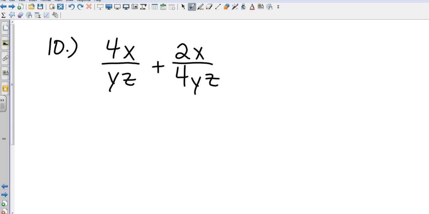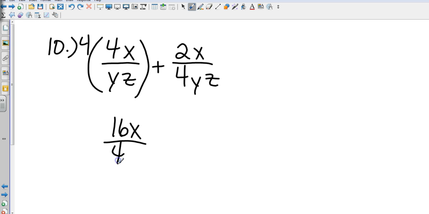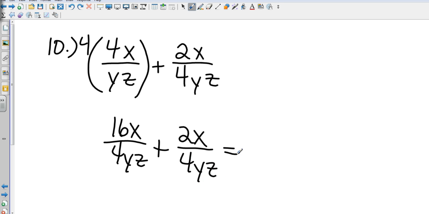Okay, so what's my common denominator? 4yz. The second one's already a 4yz, so I don't have to do anything to it. The first one I'm going to have to multiply by 4. So that's going to be 16x over 4yz plus 2x over 4yz. Why would you multiply by 4? It gets a common denominator. How would I have to multiply that to make it a 4yz? By 4. That's why.